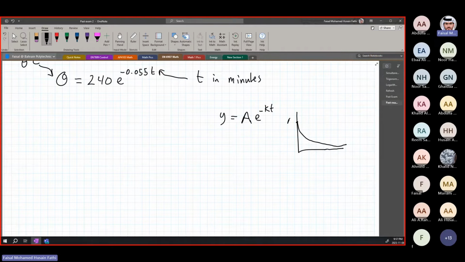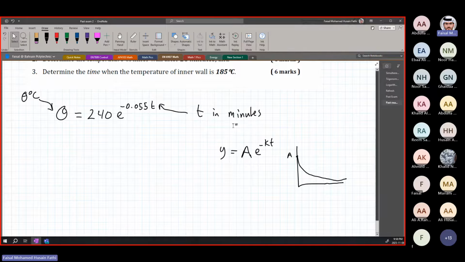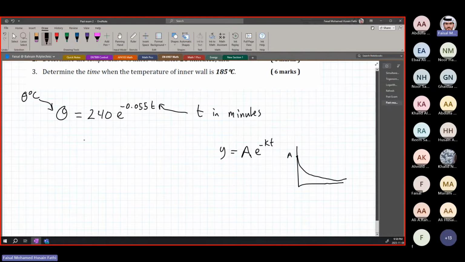Now we're starting from a. This is a, when x is equal to 0. Simple. Just find when t is equal to 0 to determine how it looks, just to get the general idea. Now we know the graph is going to look something like this. It's in that form, and we know it's decaying because the exponent is negative. Plot the graph showing the natural decay curve of the first hour of cooling. So the first hour means our range is from 0 minutes to 60 minutes.